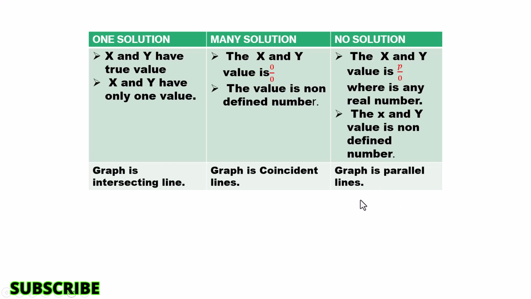Now here we have completed the three cases: one solution, many solutions, and no solution. The cross multiplication method is one method for finding the solution of a pair of linear equations in two variables. Here we concluded all the concepts about the cross multiplication method.